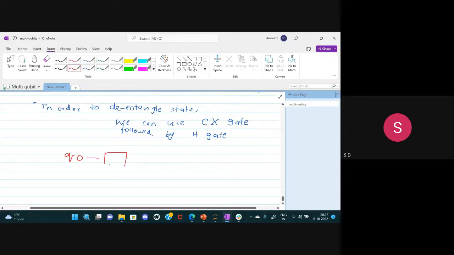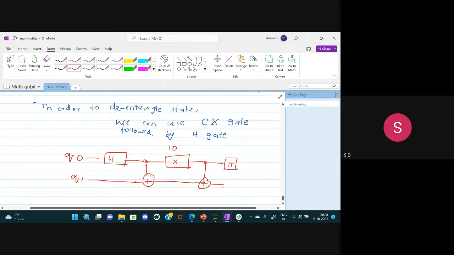Q0, H gate, Q1, you have this one, and then this, and then you're applying, I'm just giving 1 0 as information. So I'm using X gate here. Then in this part, we are applying C naught, and then we are again applying H gate over here. Okay. And then we will get the output. So this is how the whole circuit looks like.